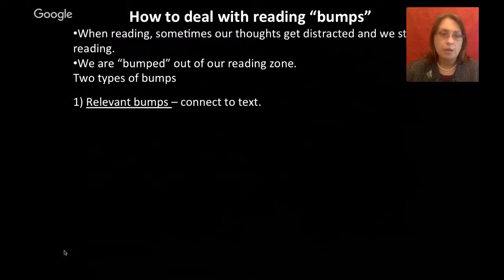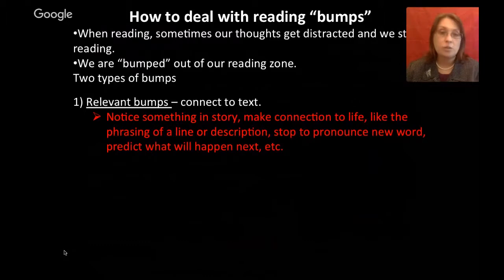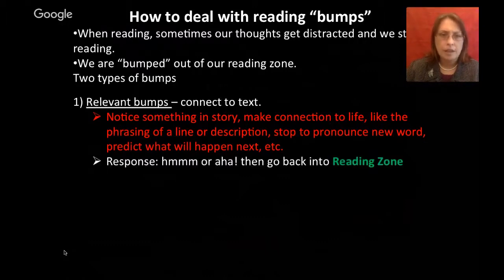The first type are called relevant bumps. They connect to the text. An example is you notice something in the story, make a connection to life, like the phrasing of a line or description. You stop to pronounce a new word, predict what will happen next, etc. These are all perfectly fine bumps because it means that you're thinking about what you're reading. So your response would be simply "aha," and then go back into your reading zone.